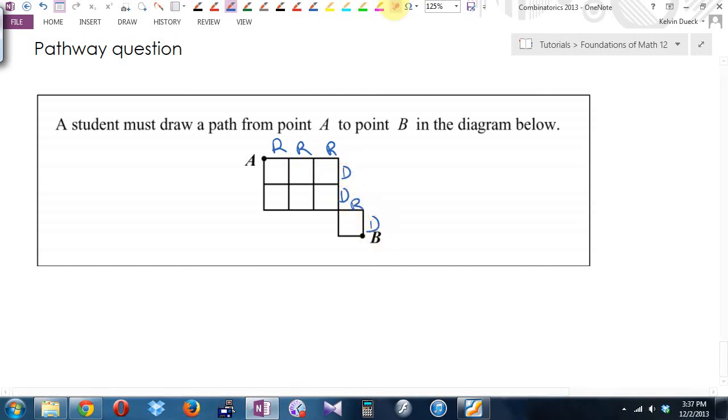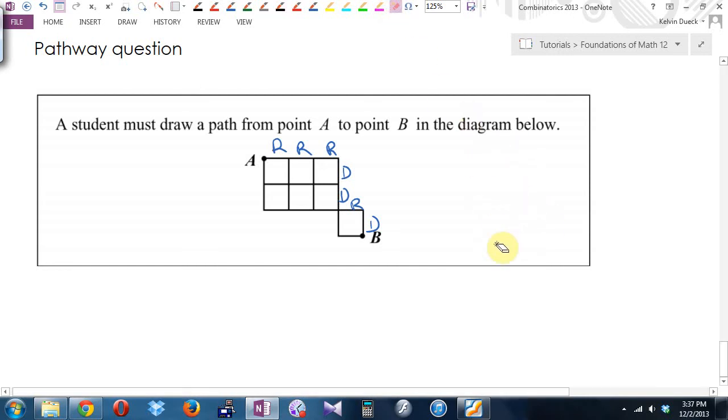And they go, oh, Mr. Dueck, this is 1, 2, 3, 4, 5, 6, 7 factorial. This is wrong. Don't write this down. They go, it's 7 factorial over 4 R's 3 D's. No. Those are two separate rectangles. There's the bigger rectangle and the smaller rectangle. Listen closely.